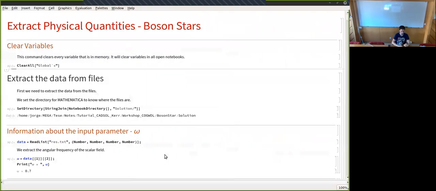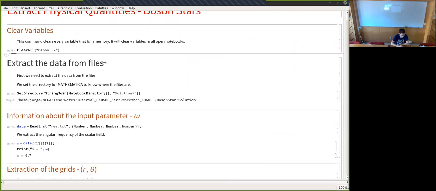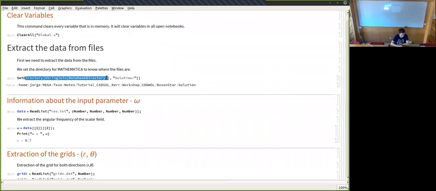So we'll go again to our beloved Mathematica. This is the extract data notebook, if not mistaken. In the beginning, I do the same, clear variables, nothing more. Then here we set the directory to the same as where the notebook is, together with the directory where the files of the solution are.